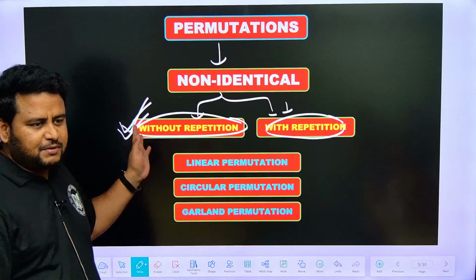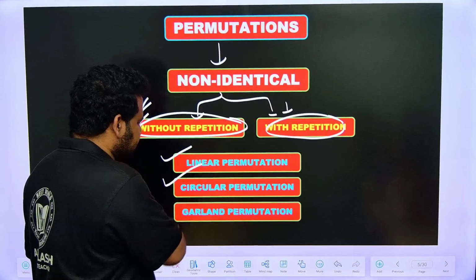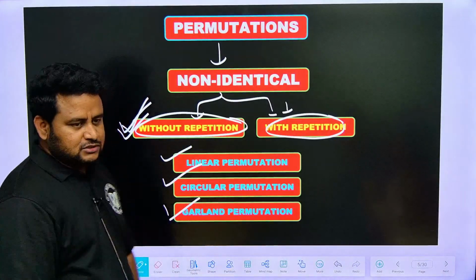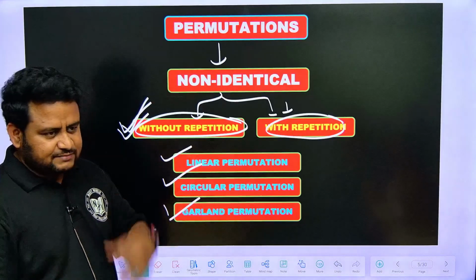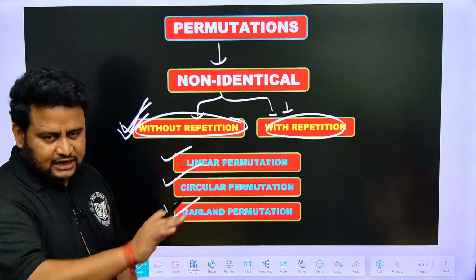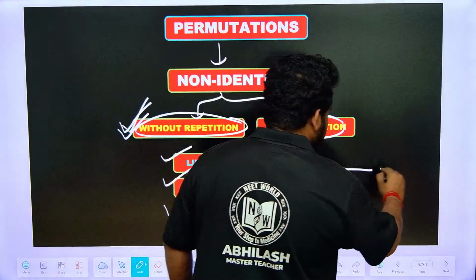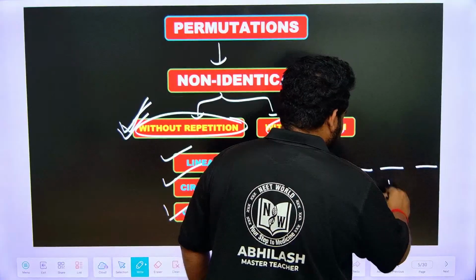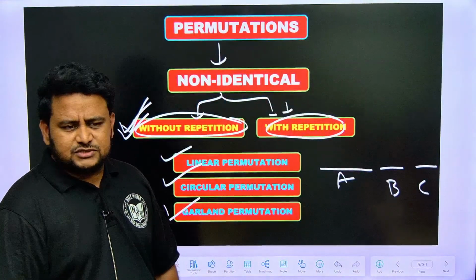So when we talk about permutation, there are three types of permutation. One is linear, another one is circular, another one is Garland permutation. So what is linear? Suppose I select three people from you, and I ask them to stand in a line, or sit in a row. That is called linear. That is 1, 2, 3, A, B, C. If I make you people stand in a line, that is linear permutation.